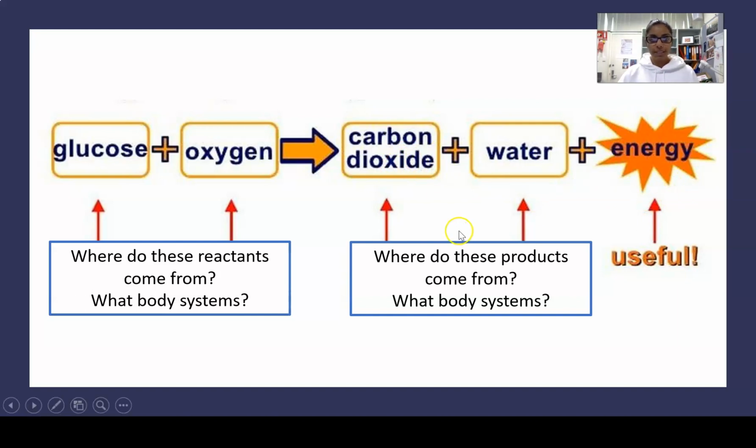So while we're here, let's consider where these reactants and products come from and go to. So I want you to be thinking about what body systems are involved in getting glucose into our cells and oxygen into our cells. Pause the video and have a think about that.